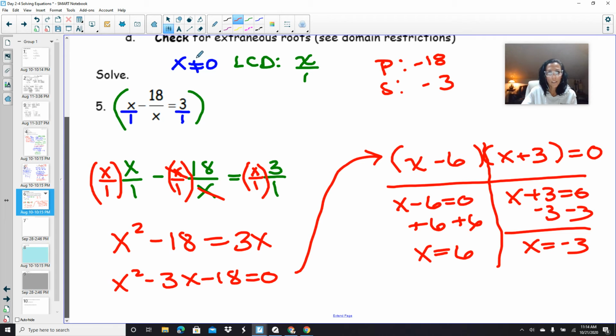All right, there's no conflict with my domain restrictions. That means there are no extraneous roots, so both of these are solutions. Okay, next one.